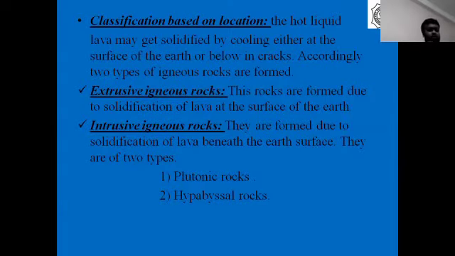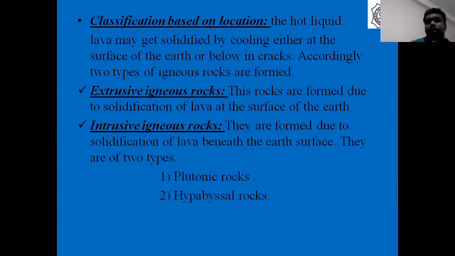Now, what are extrusive igneous rocks? The rocks that are formed due to solidification of lava at the surface of the earth. Extrusive igneous rocks are formed due to solidification of lava at the surface of the earth, whereas intrusive igneous rocks are formed due to solidification of lava beneath the earth's surface.